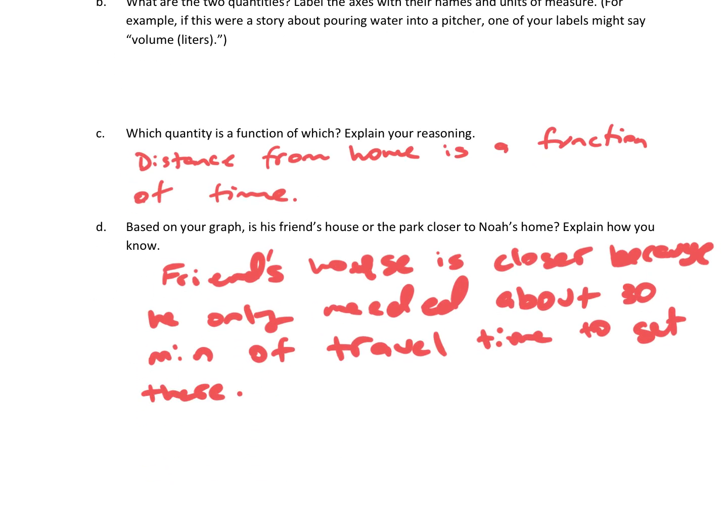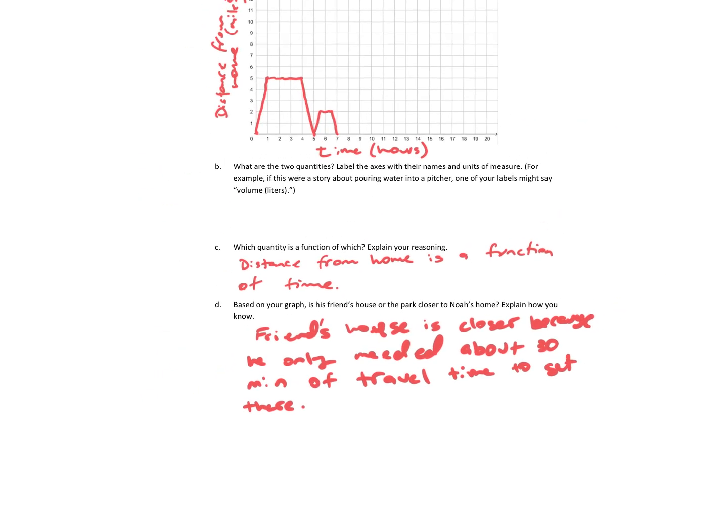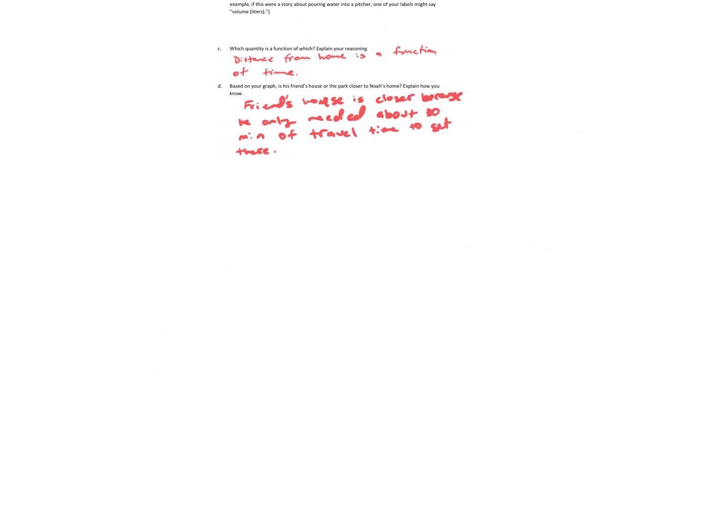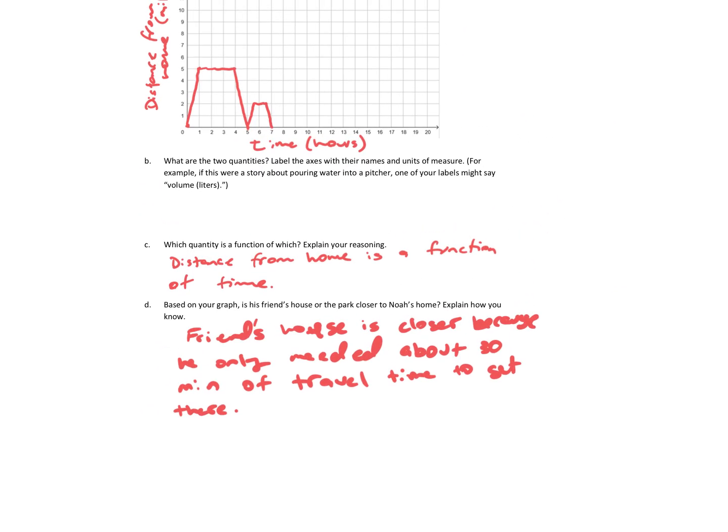All right, so that's question D, and I think that is all we have. Just remember, with functions, the overarching idea is the output is always a function of the input. Input is the same as the independent variable, and we know we have a function when all inputs have exactly one output. So that's it for this lesson. Thanks for watching.